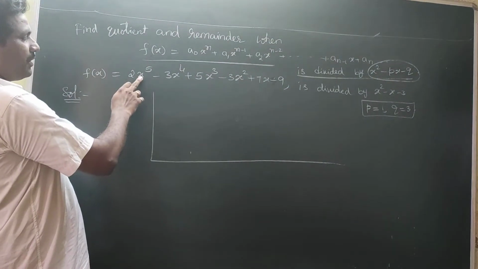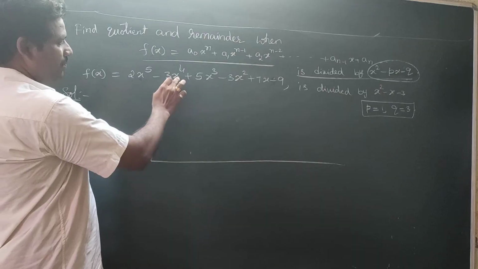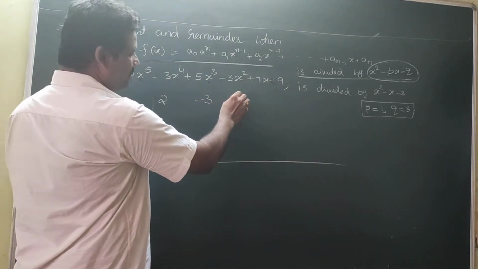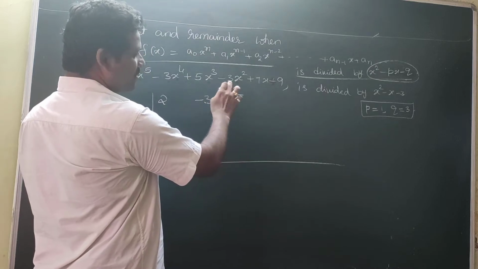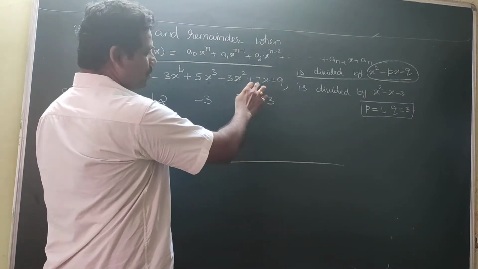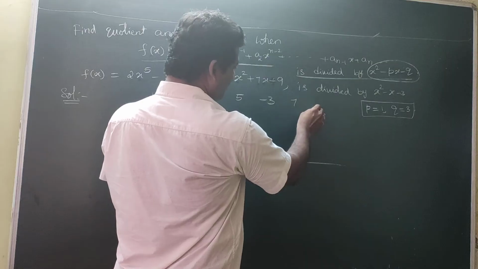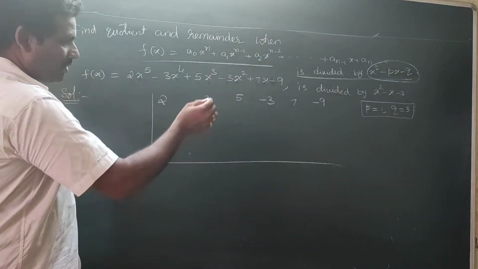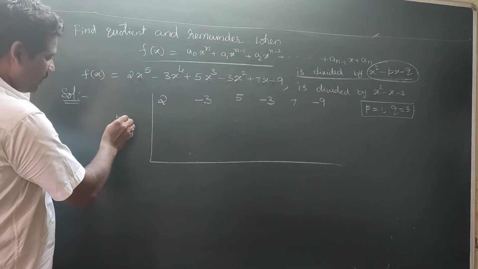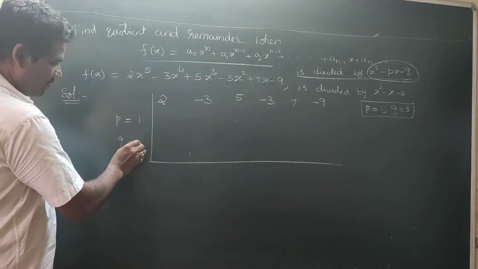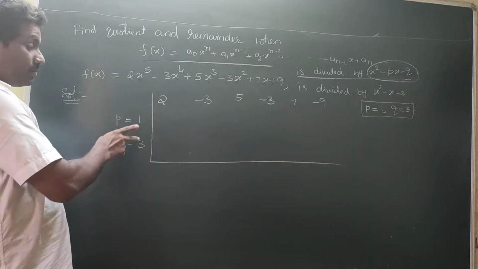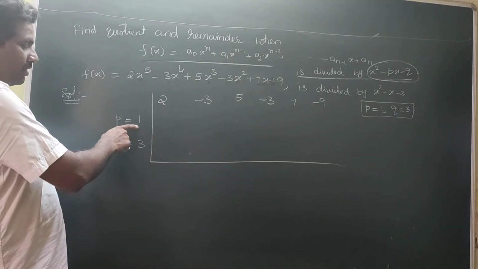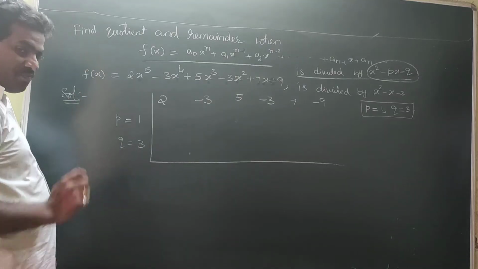Here what is the x power 5 coefficient? 2. What is the x power 4 coefficient? Minus 3. What is the x cube coefficient? 5. What is the x square coefficient? Minus 3. x coefficient 7. Constant minus 9. Whatever the roots, we have p equal to 1 and q equal to 3. Here we get two lines. In the previous method, only one line. Here we get p equal to 1, q equal to 3. Right.